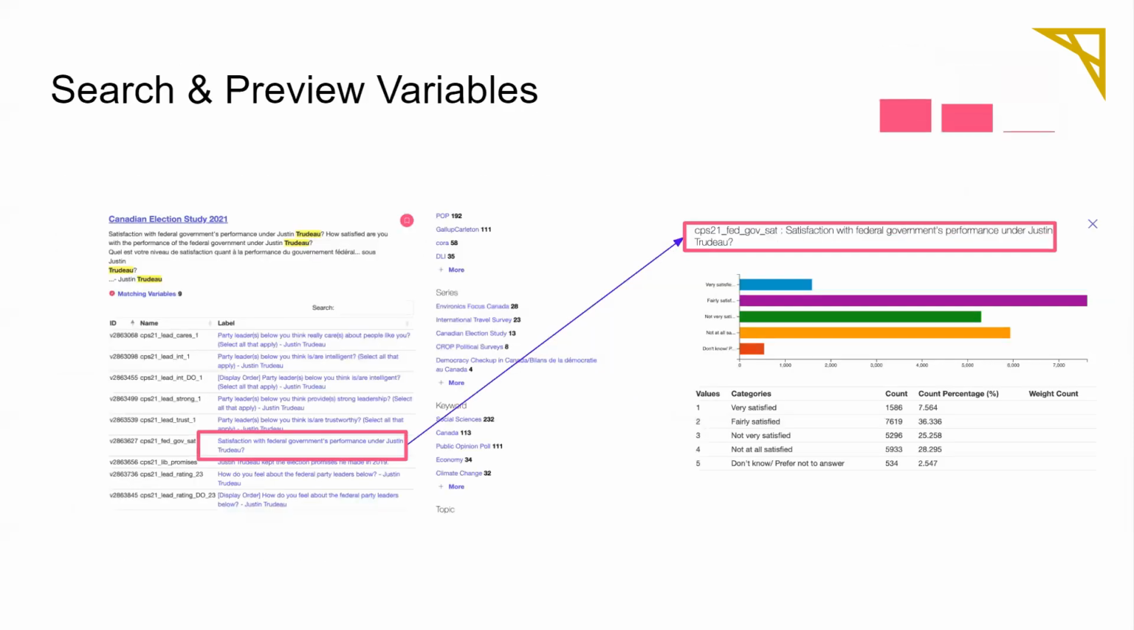Here's that example. I've searched for Trudeau, and I've been able to find some questions asked of respondents about their satisfaction with the federal government's performance under Justin Trudeau. And then if you click that variable, as I mentioned in the search interface, it will display for you the frequencies and the percentages as a chart.